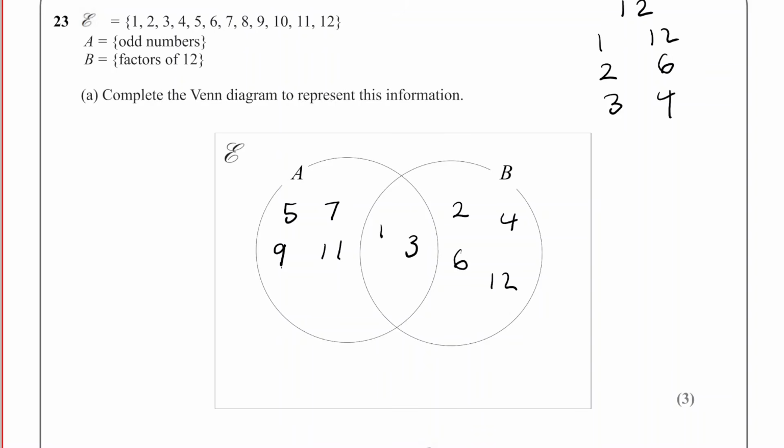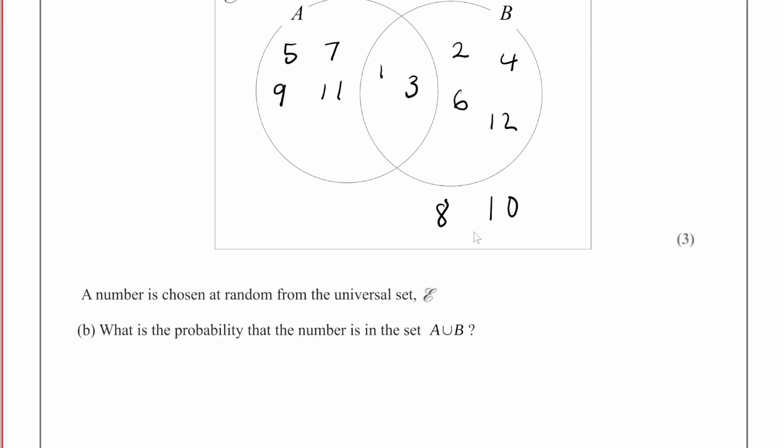And then are there any numbers left? So we've done 1, 2, 3, 4. We've got 5, obviously it's odd. 6 we've got, 7's odd, 8. And 10. 8 and 10 go on the outside. So we should have 12 numbers. 1, 2, 3, 4, 5, 6, 7, 8, 9, 10, 11, 12.